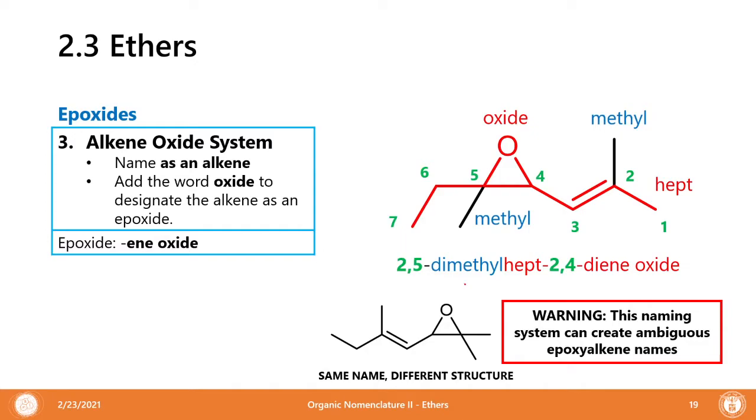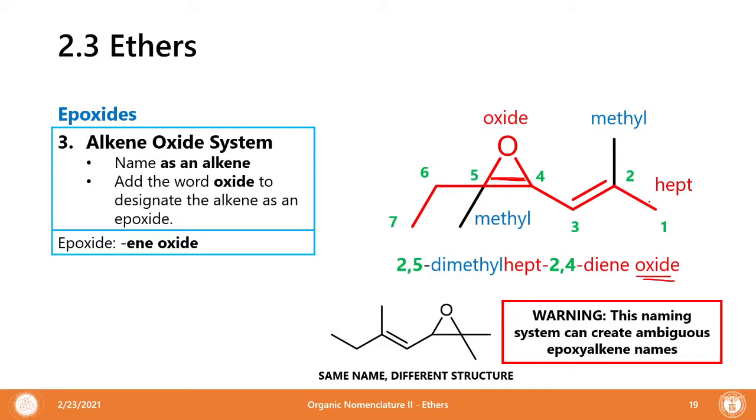Okay, now for the alkene oxide system. This is quite different because we name the epoxide as an alkene, on equal footing to an alkene. What we do is imagine that this epoxide is an alkene with no particular stereochemistry, and then we add the word oxide at the end to denote that that alkene is an epoxide.